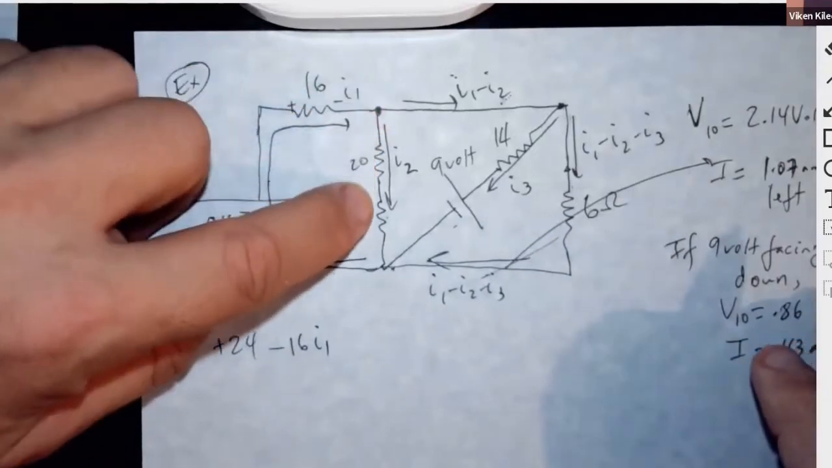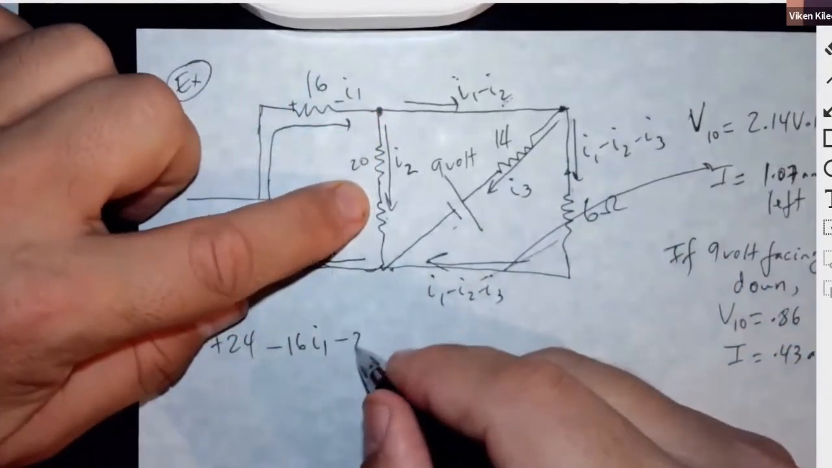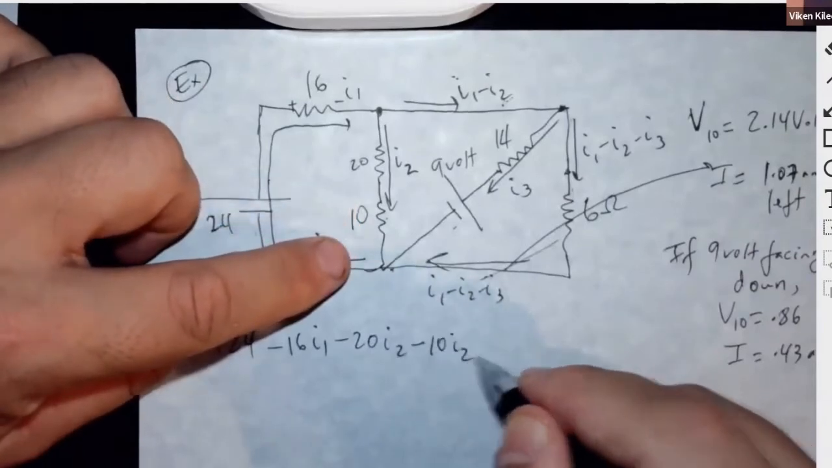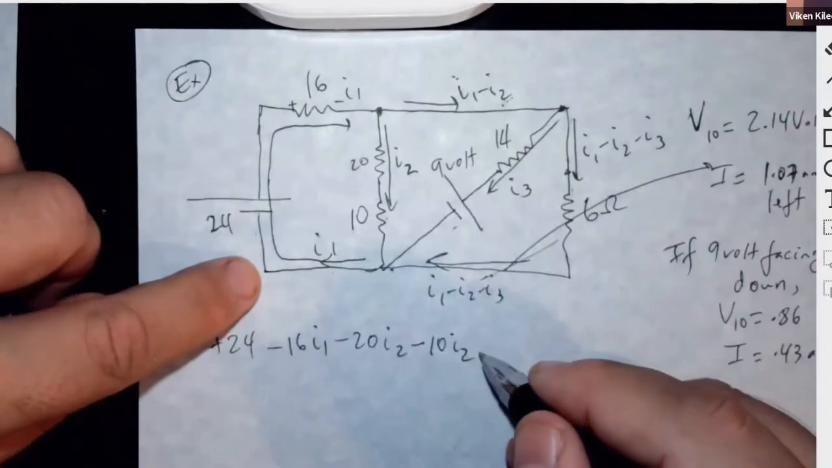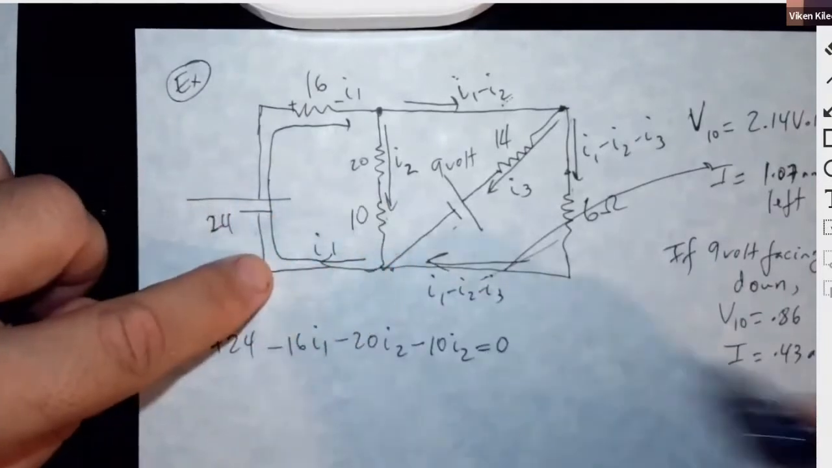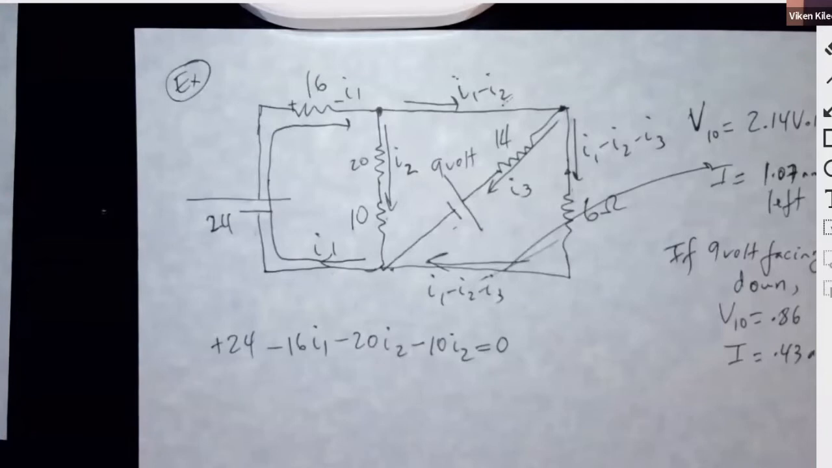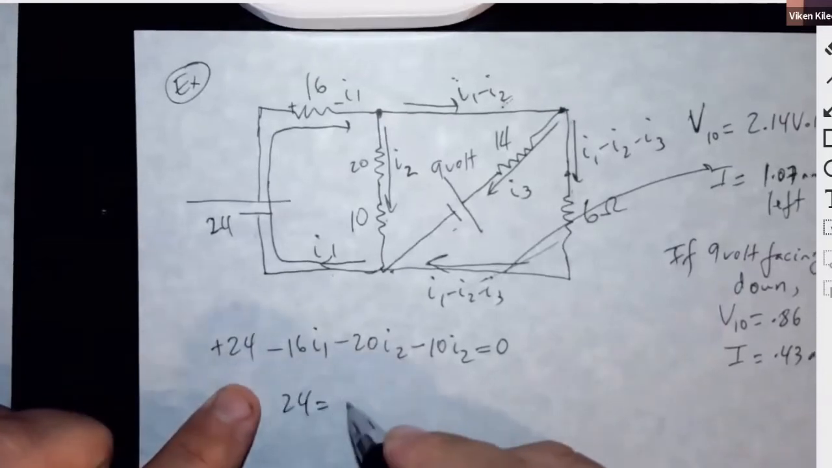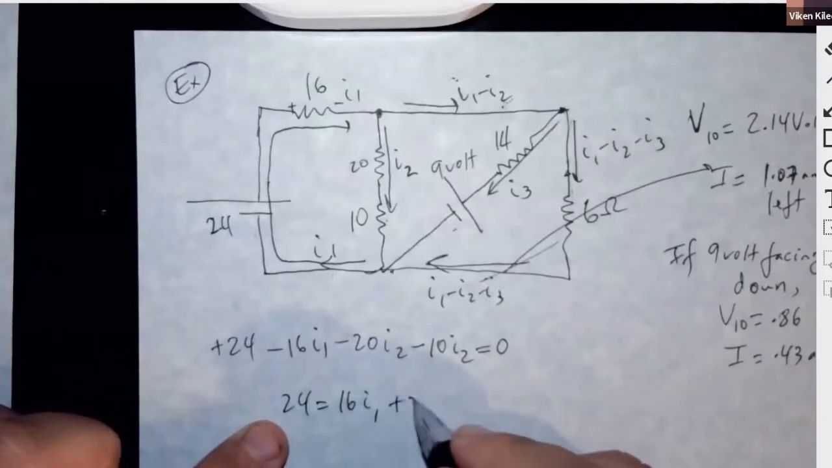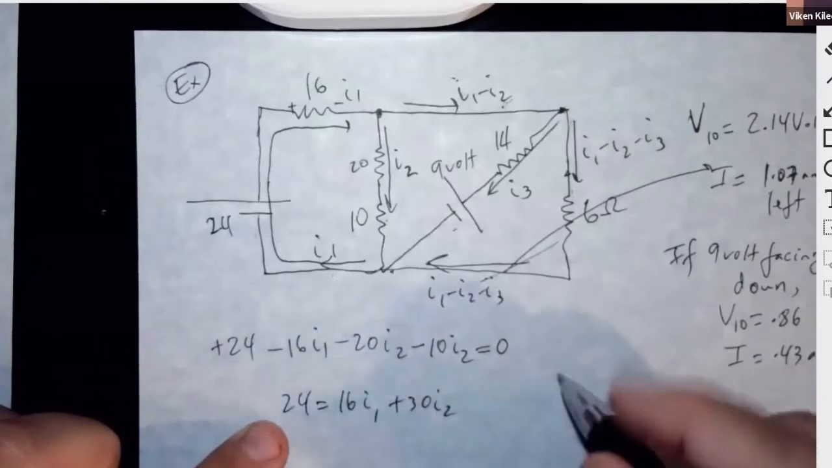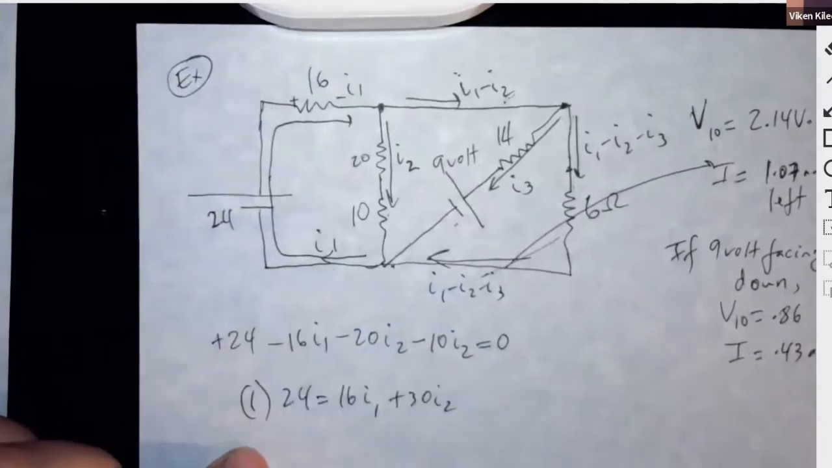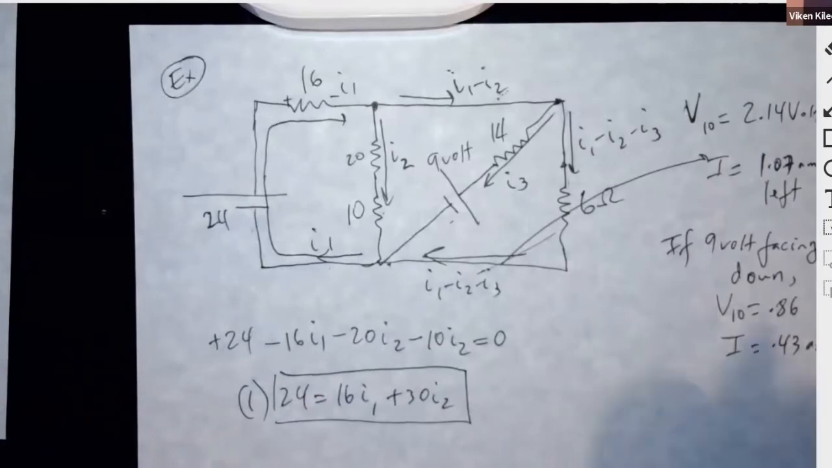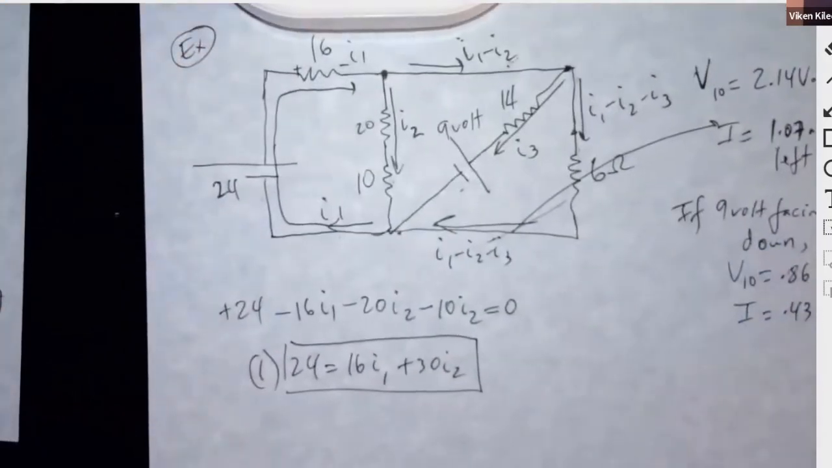Then over here, you lose negative 20 I2. Then you lose another one. Then you come down, and then you're done with the loop. So then you end up having, let's see here, 24 is equal to 16 I1 plus 30 I2. So here's my first equation then. I'm going to get 3 equations and 3 unknowns from this.